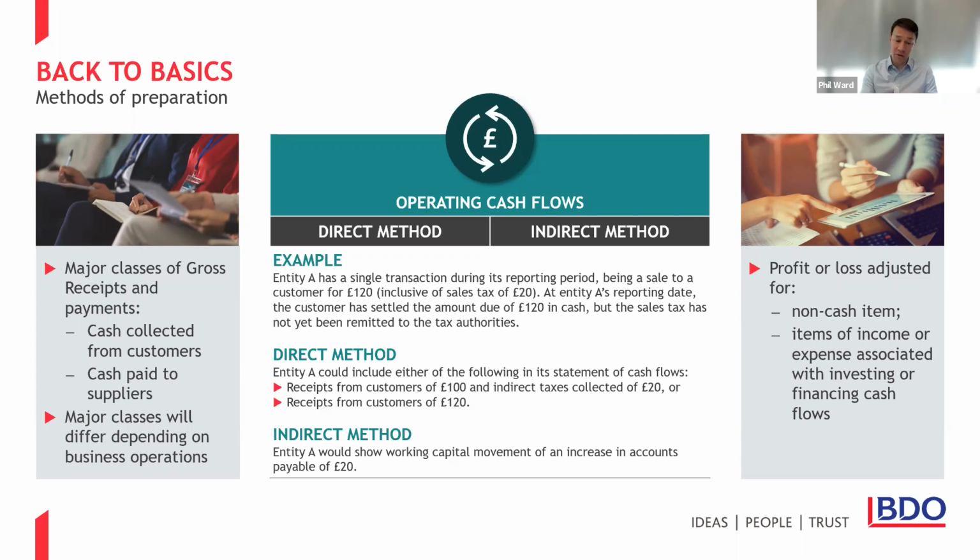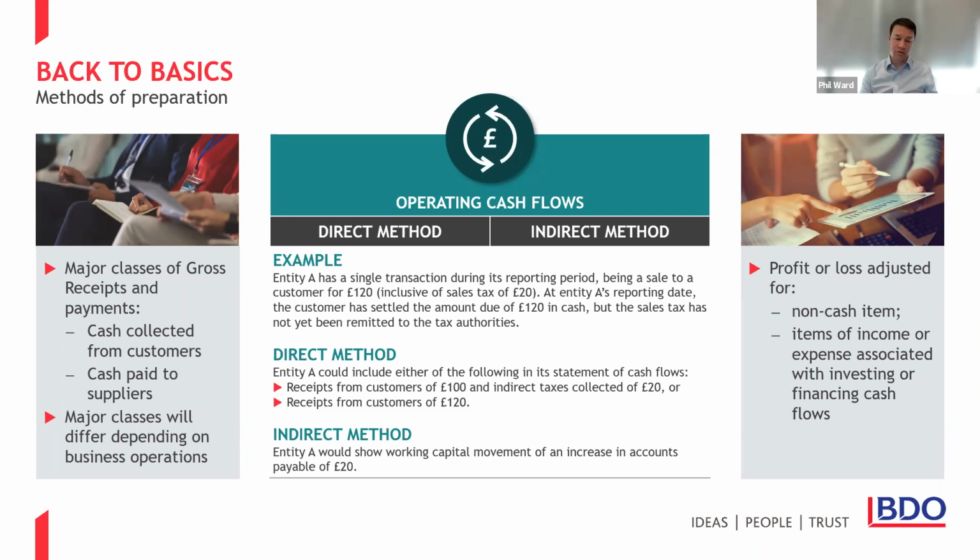The direct method reports the major classes of gross operating cash receipts. For example, cash collected from customers, you'd include as a single line item in your operating cash flows, or gross operating cash payments, for example amounts paid to suppliers, cash paid to employees. These gross operating cash flows are aggregated to produce the entity's net operating cash flow.